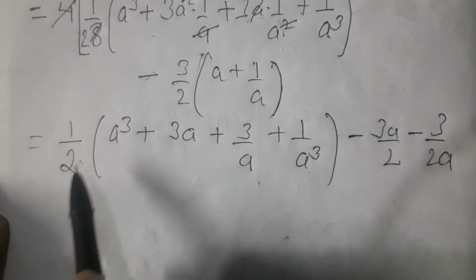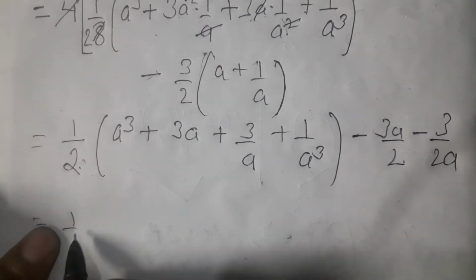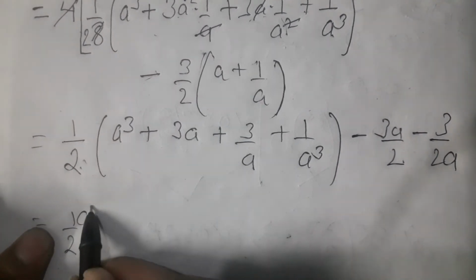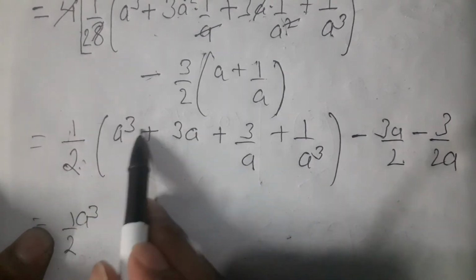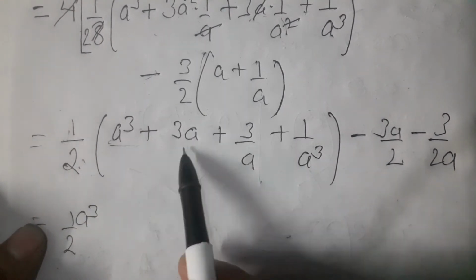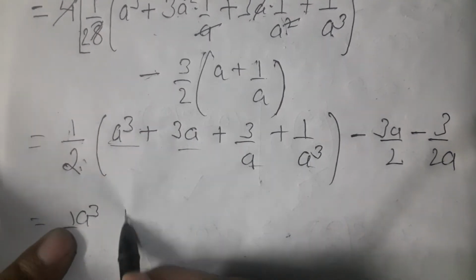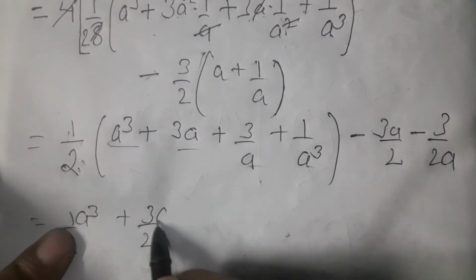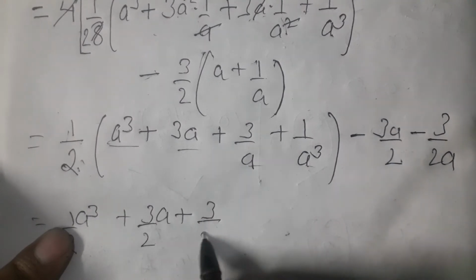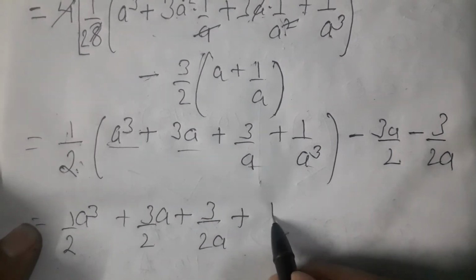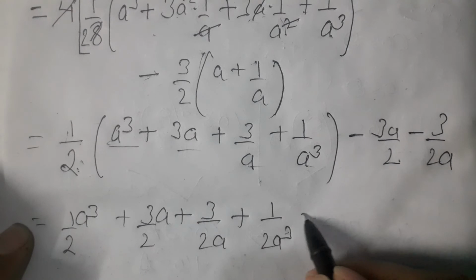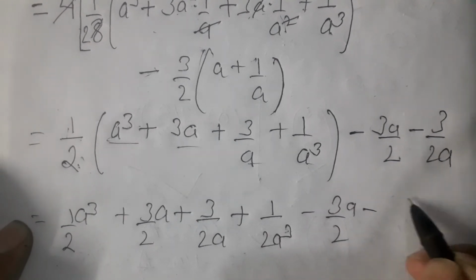And now the last step: I'm going to take this 1 by 2 a cube, and make this 1 by 2 enter with all the elements inside the bracket. So this is 1 a cube by 2, and this becomes 3a by 2 plus 3 by 2a plus 1 by 2a cube, and 3a by 2 minus 3 by 2a.